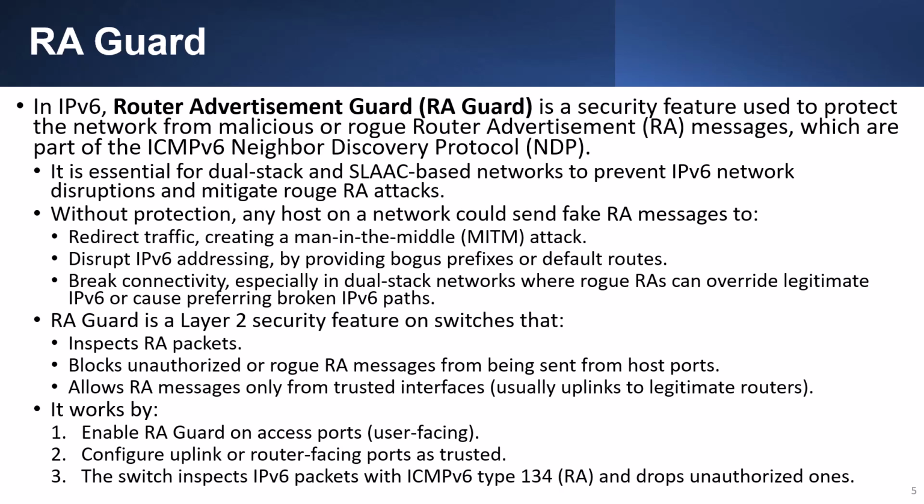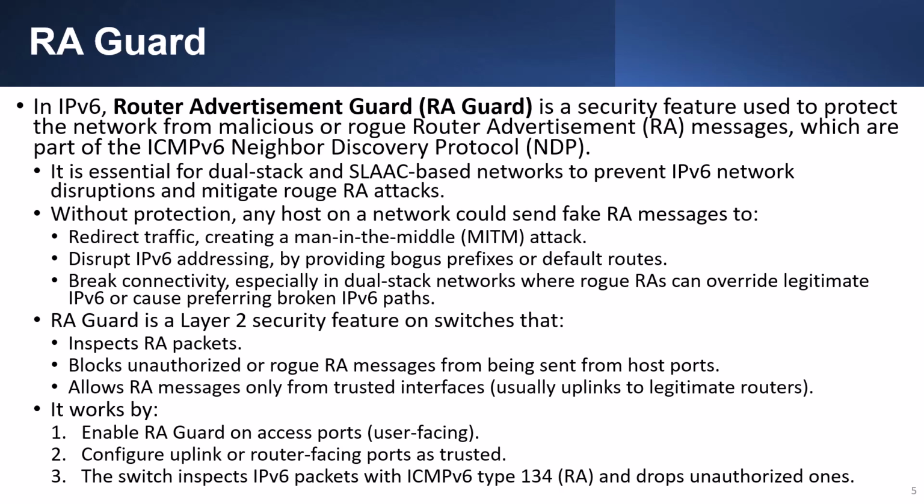Without protection, any host on the network can send fake RA messages to redirect traffic, creating a man-in-the-middle attack, or disrupt IP version 6 addresses by providing bogus prefixes or default routes, breaking connectivity, especially in dual-stack networks where rogue RAs can override legitimate IP version 6 or cause preferring broken IP version 6 paths.